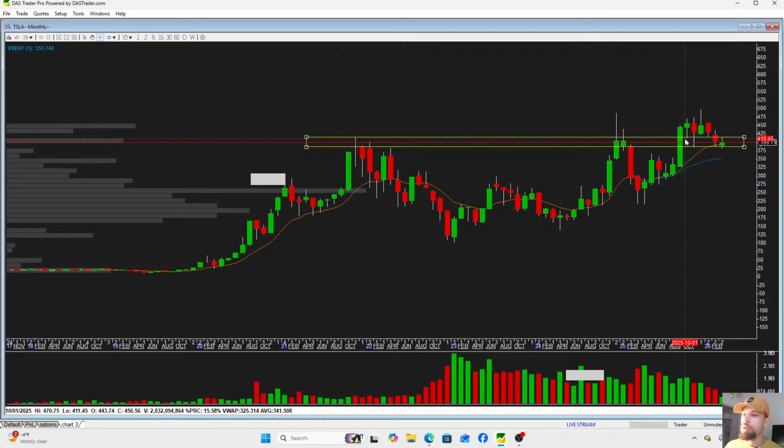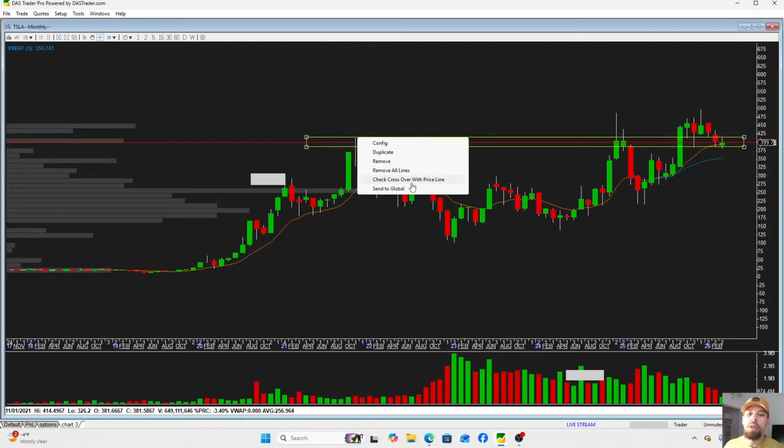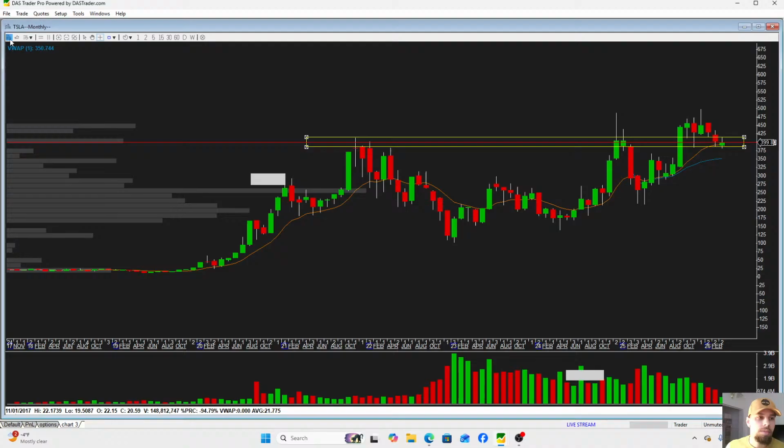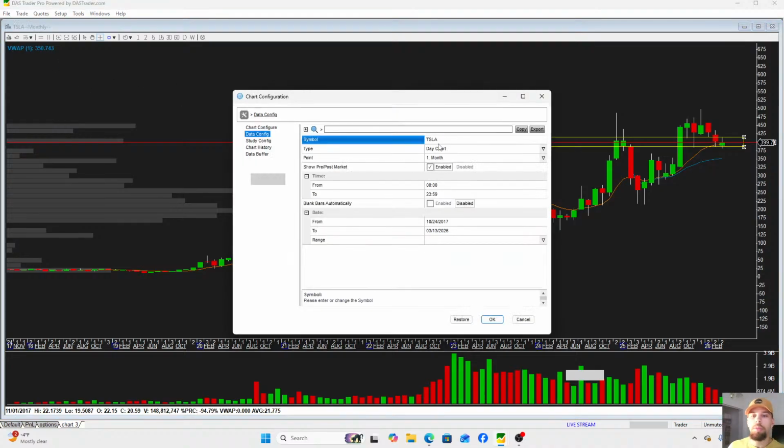And then area of resistance, 414. Got a couple bounce points here, a couple tests of the box here. Bounce point there, bounce point there. So that's a good area for resistance. And then MU was a good ticker. Had quite a bit of volume pre-market. See if that loads.